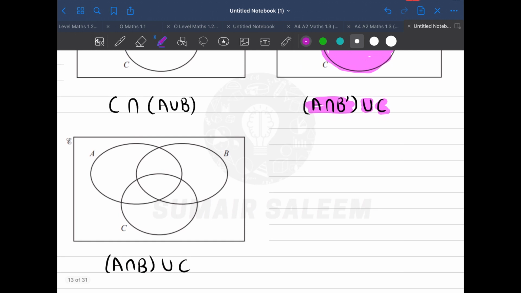One last question and we are good to go. A intersection B. What does that mean? This part and this part. Achha, we don't need to use letters here. We can do it directly. See, if it says A intersection B, that means this area. Yes or no? And if it says union C, union means if this part is done, what's written after union? C? Just shade entire C.